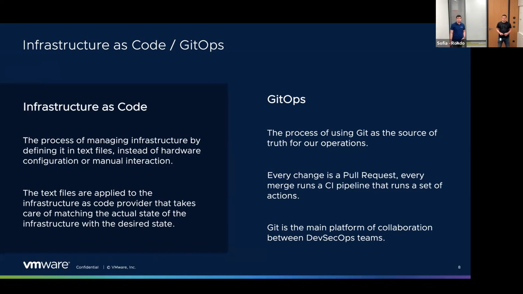And GitOps is the process of using Git as the source of truth for our operations. So whenever you want to make a change, whether it would be in the application code or in the infrastructure as code, you make a change, you open a pull request. Once that is merged, it triggers a CI pipeline which applies these changes. So Git is not only the source of truth for the state of our infrastructure, but it's also the main platform of collaboration between the DevSecOps teams.